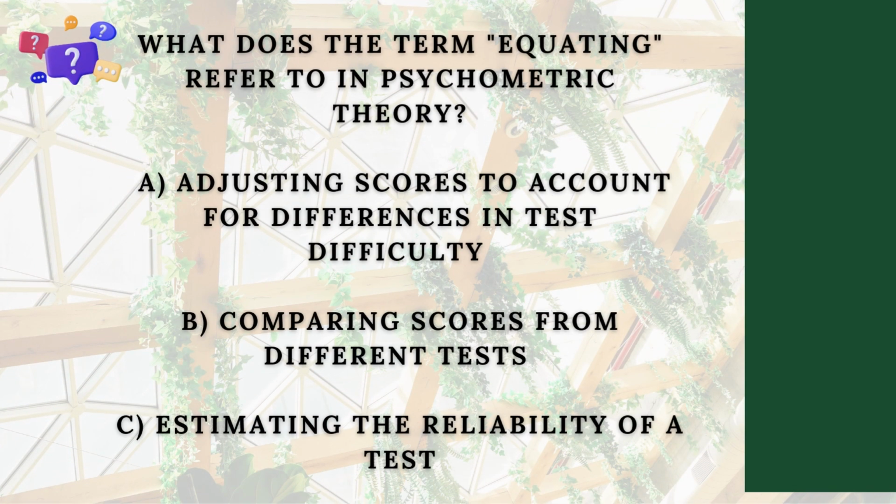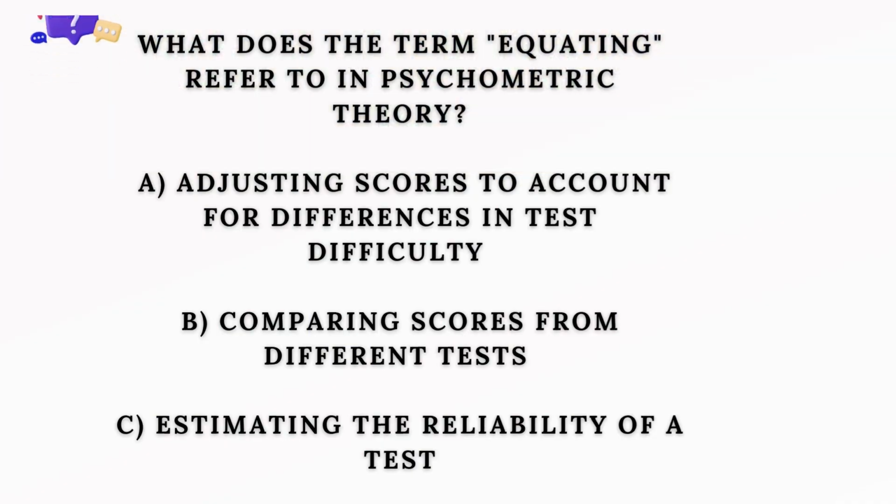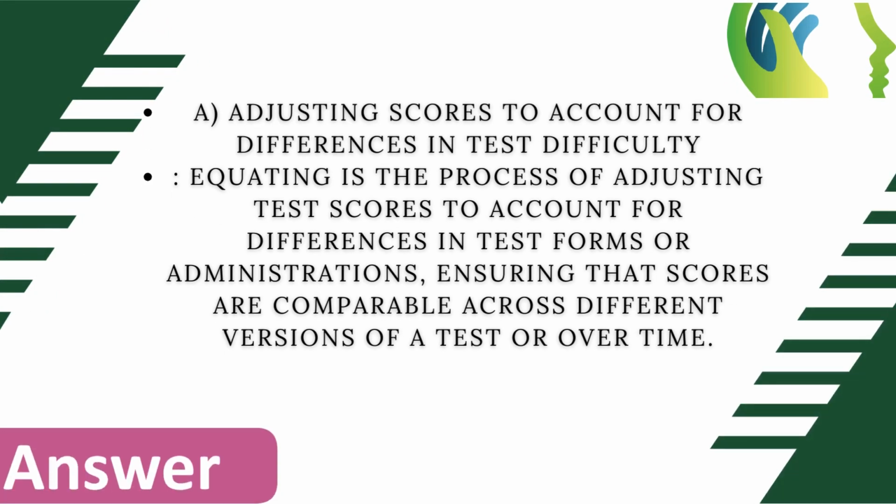What does the term equating refer to in psychometric theory? A. Adjusting scores to account for differences in test difficulty. B. Comparing scores from different tests. C. Estimating the reliability of a test. A. Adjusting scores to account for differences in test difficulty. Equating is the process of adjusting test scores to account for differences in test forms or administrations, ensuring that scores are comparable across different versions of a test or over time.